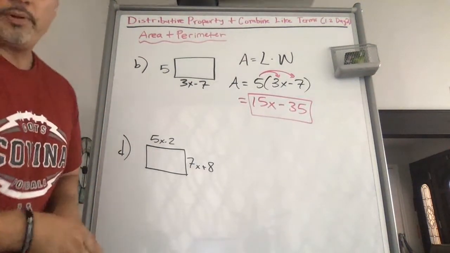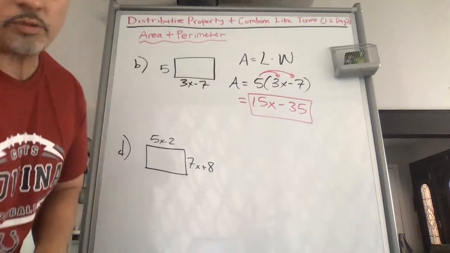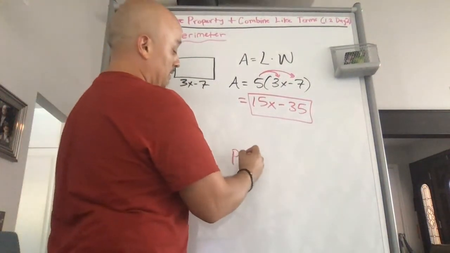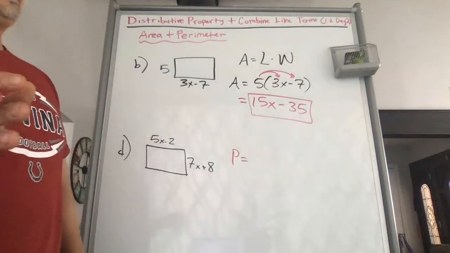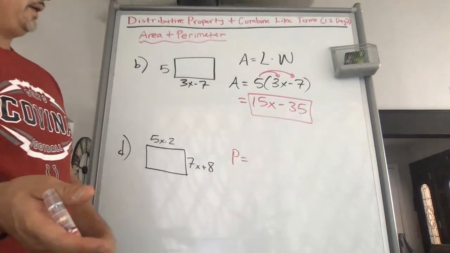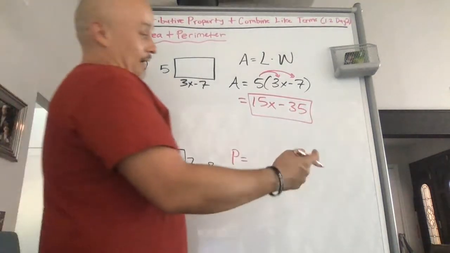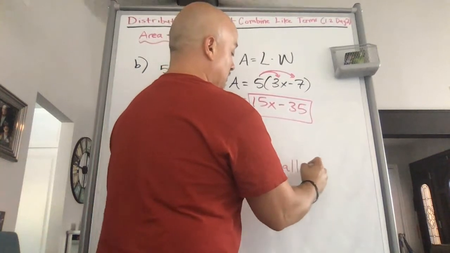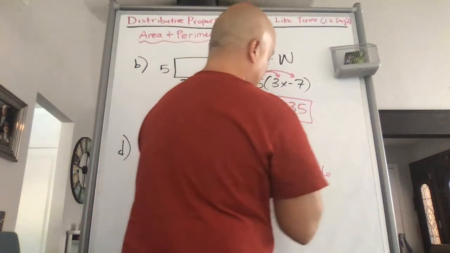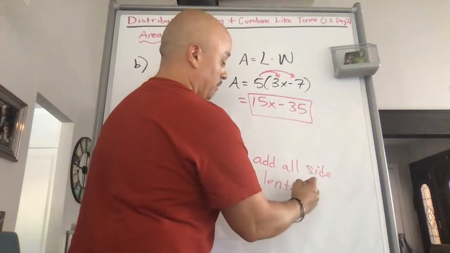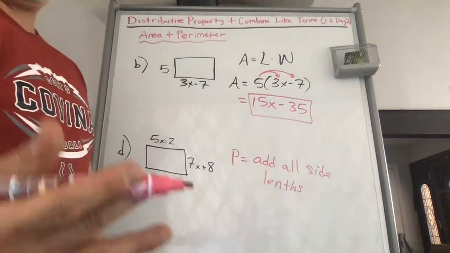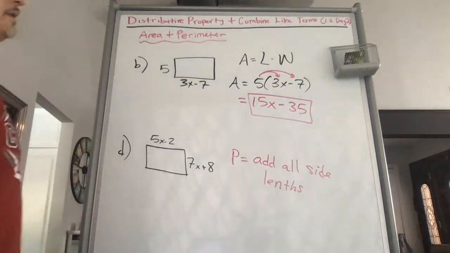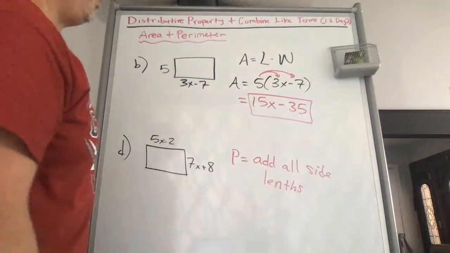This one asked me for perimeter. So what you guys need to know about perimeter is perimeter simply means the distance around a shape. But how do you get it? Well, you add up all the side lengths. So I'm just going to say add all side lengths. Right? It's the distance around a shape. The perimeter of your yard, the perimeter of your house, the perimeter of Covina High School, the perimeter of your desktop, whatever. It's the distance around a polygon or a shape.